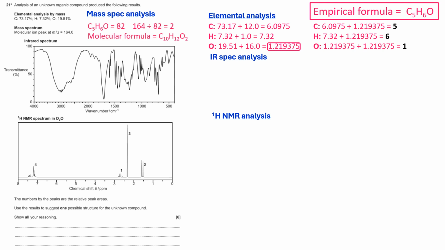Now the mass spectrum tells us that the molecular ion peak, or the largest fragment in other words, has an m/z value of 164.0. Now 82, which is the relative mass of the empirical formula, goes into that twice. So that must mean the molecular formula is in fact C10H12O2.